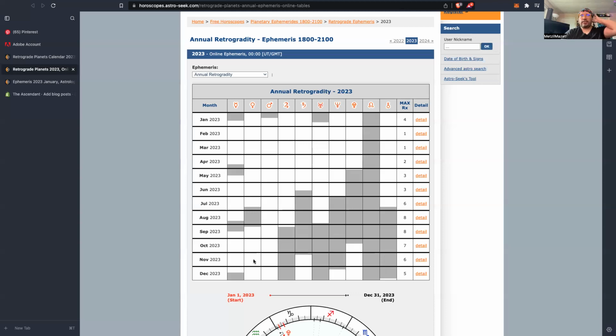Let's look at next year, and then I'll go planet by planet. I know I just did a little special thing for Chiron. We'll do all of it.